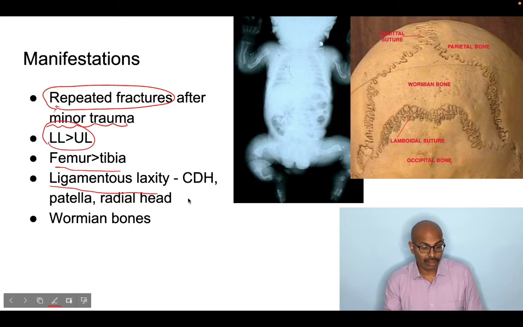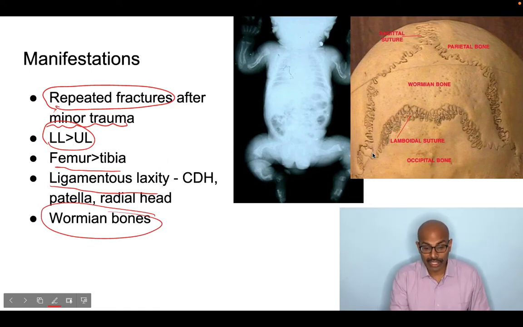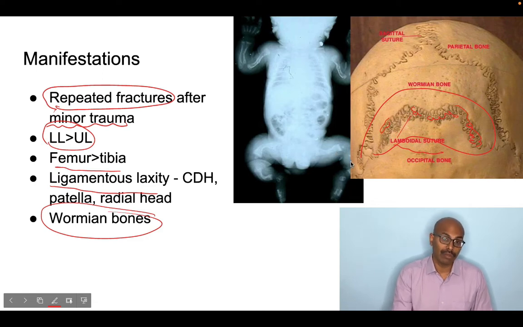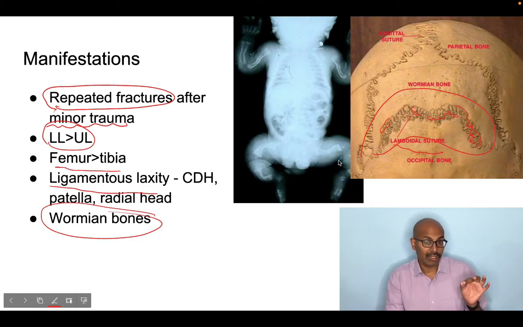You also have what are called Wormian bones. Wormian bones are seen in multiple disorders, but are seen very frequently in osteogenesis imperfecta. They are seen in the suture line of the skull. You have multiple fragmentation of bone at the level of the suture line. Here, this is the lambdoid suture line in the skull, and when you see this multiple fragmentation of bone in this suture line, it is called a Wormian bone. It is seen in multiple conditions, but the most significant condition for your exam that may be asked is osteogenesis imperfecta.